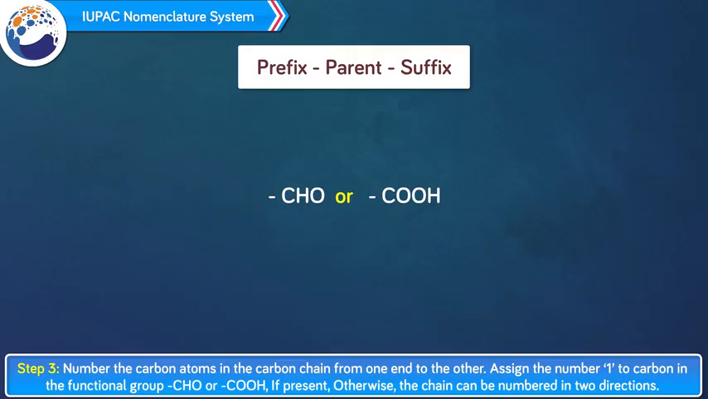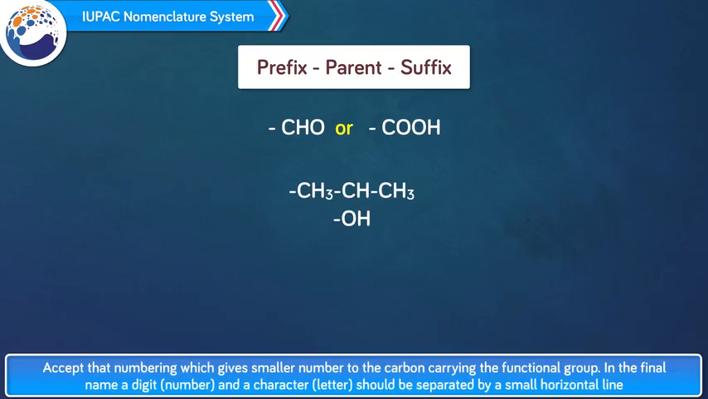Step 3. Number the carbon atoms in the carbon chain from one end to the other. Assign the number 1 to the carbon in the functional group CHO or COOH if present, otherwise the chain can be numbered in 2 directions. Accept that numbering which gives the smaller number to the carbon carrying the functional group. Both the numberings are equivalent, so the compound will be named propan-2-ol. In the final name, a digit number and a letter should be separated by a small horizontal line.